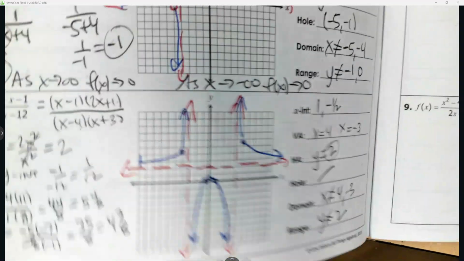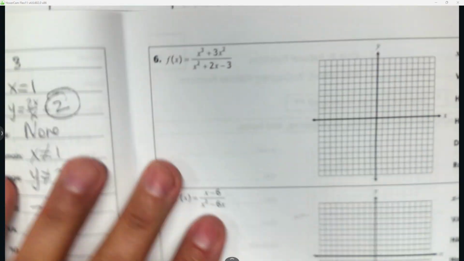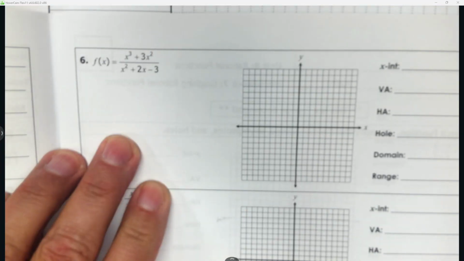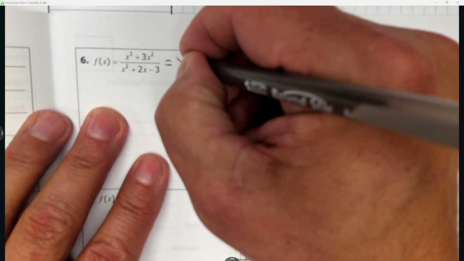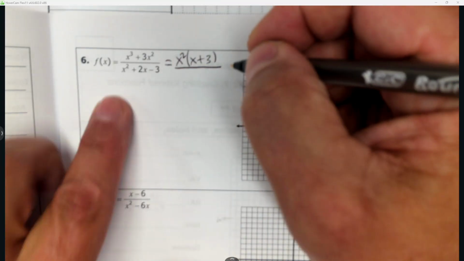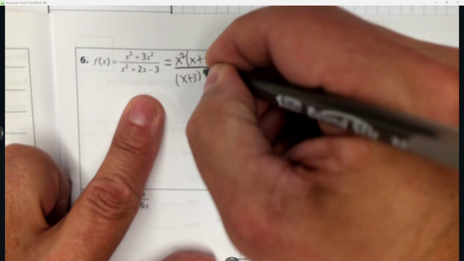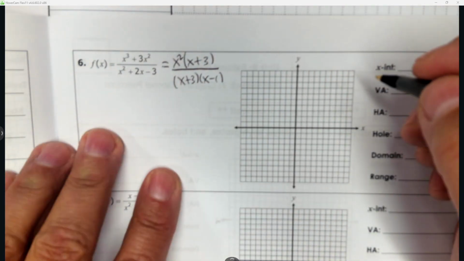All right, let's look at number 6. We have 4 more here for this lesson. So step 1 is having the skill to factor. Do that here. To factor the numerator, you factor out x squared, and you're left with x plus 3. The bottom is a one-step diamond, and the two numbers are 3 and negative 1.